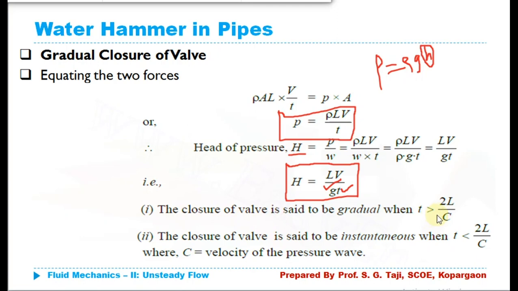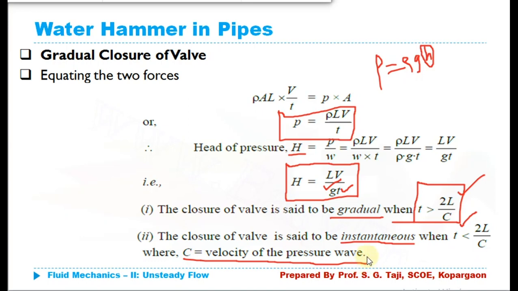Now, as we have derived previously, the time of closing of the valve is 2L upon C. If this ratio 2L upon C is greater than whatever time you have taken to close the valve, in that case, it is said that you have closed the valve instantaneously. But if the time taken to close the valve is more than the ratio of 2L upon C, then it is said to be gradual. And if your time taken for closing the valve is less than the ratio of 2L upon C, then it is said to be an instantaneous closure of the valve, where C is the velocity of the pressure wave.